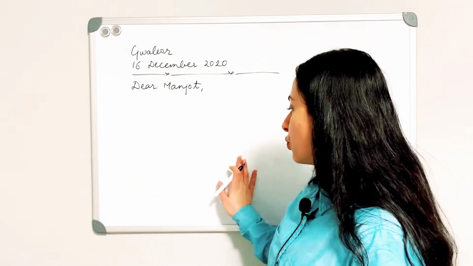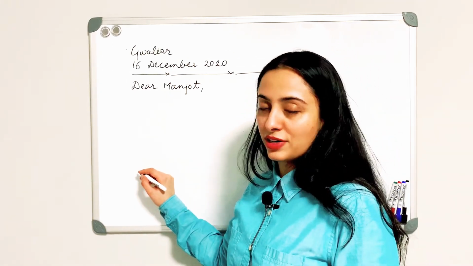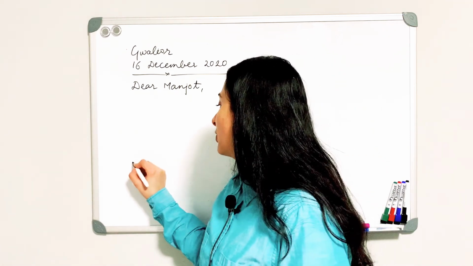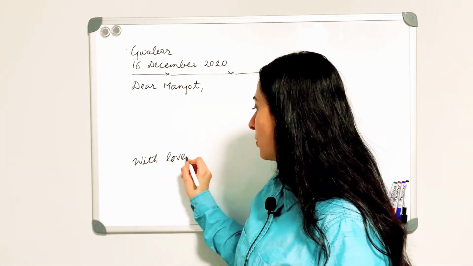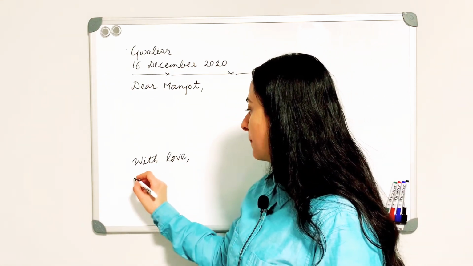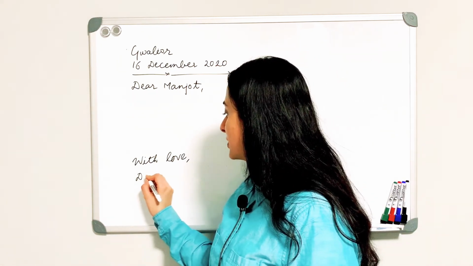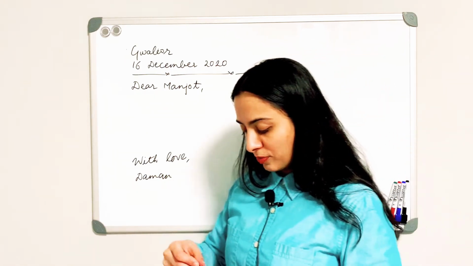And we end the informal letter with, you can end it with Yours affectionately, Lots of love, With love. I find With love really warm. With love, Best wishes, right? With love, and then you write your name. And that's how we write the informal letter.